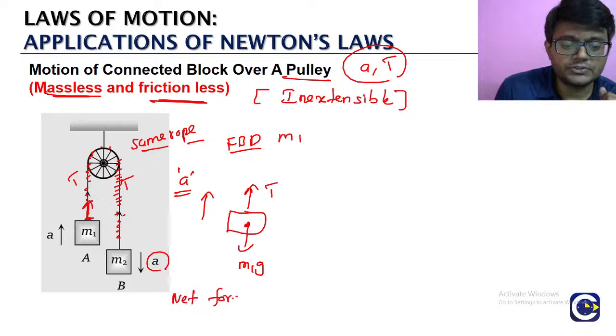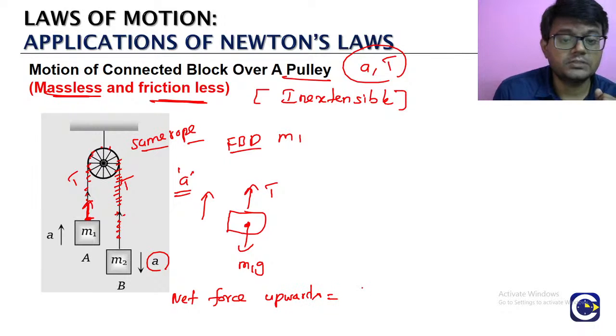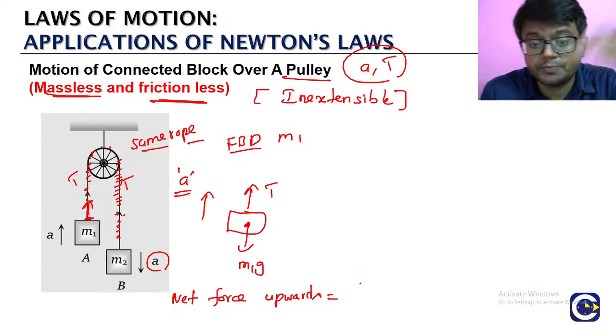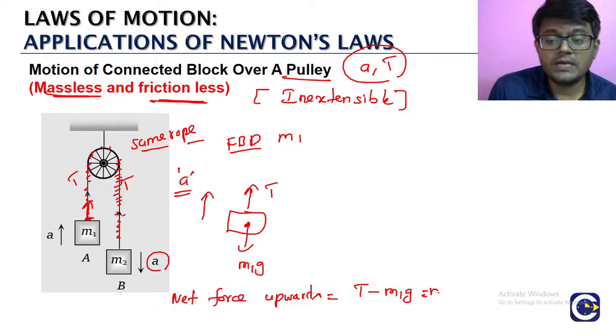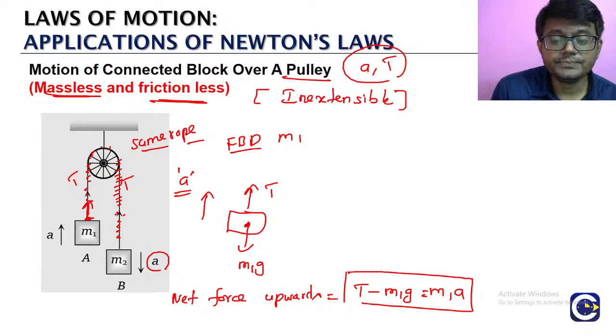net force upwards is what? Net force upward means upward force minus downward force, which is T minus M1G is equal to mass of that object, which is M1, into the upward acceleration A. Keep it as equation 1.